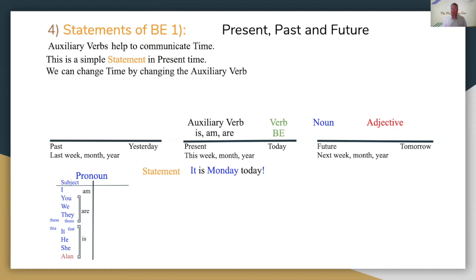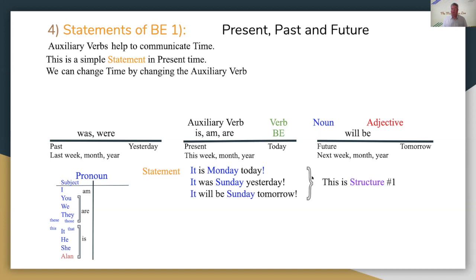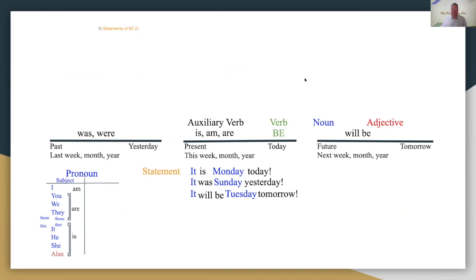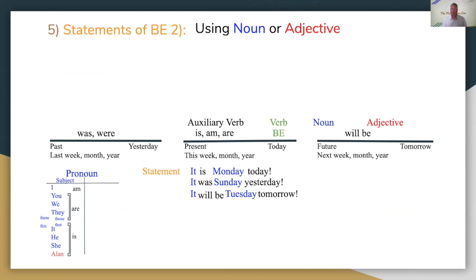We can change time by changing the auxiliary verb. It was Sunday yesterday, and it will be Sunday tomorrow. Now, I call this a structure, and I think this is structure number 1. Now, in your structure, you could use a noun or you could use an adjective. So, it is Monday today. Monday is the noun.